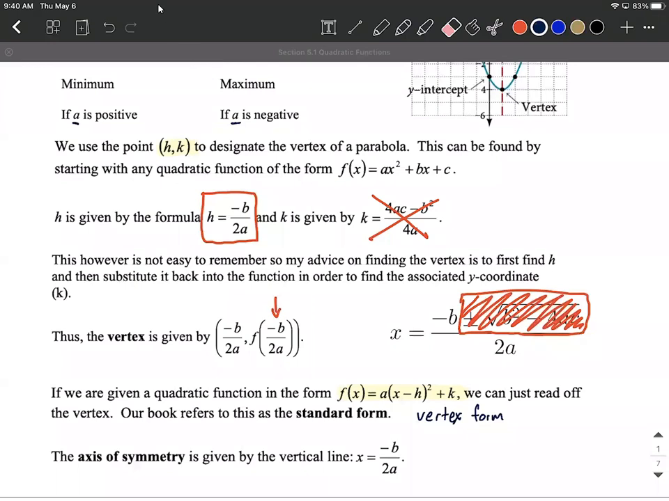All right, good quick introduction. We're going to be using this to work some problems in a minute. All right, good luck.